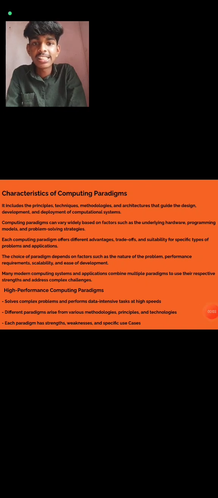Next, the characteristics of computing paradigms. It includes the principles, techniques, methodologies, and architecture that guide the design, development, and deployment of computational systems. Computing paradigms can vary widely based on factors such as underlying hardware, programming models, and problem solving strategies. Each computing paradigm offers different advantages and trade offs, and is suitable for specific types of problems and applications.